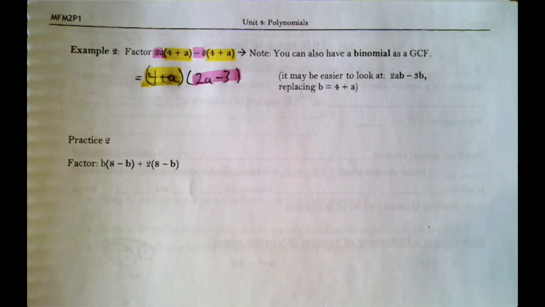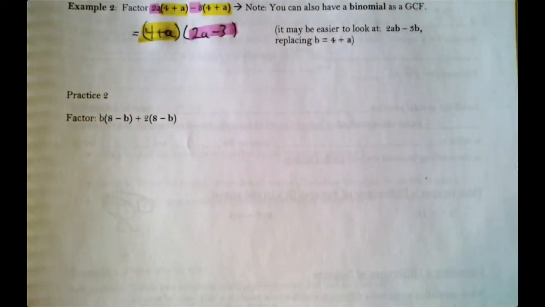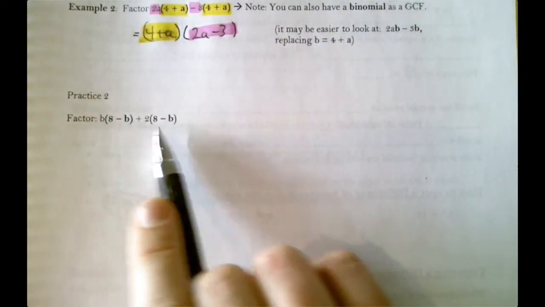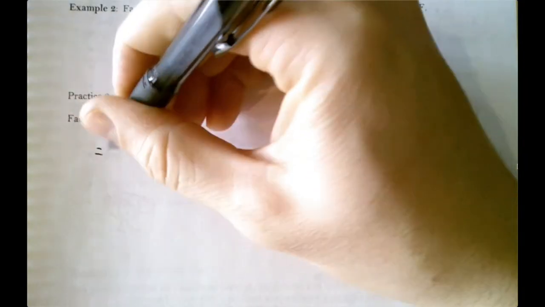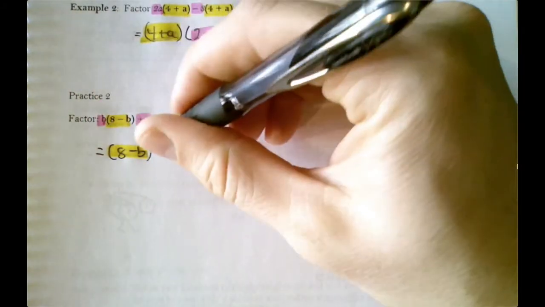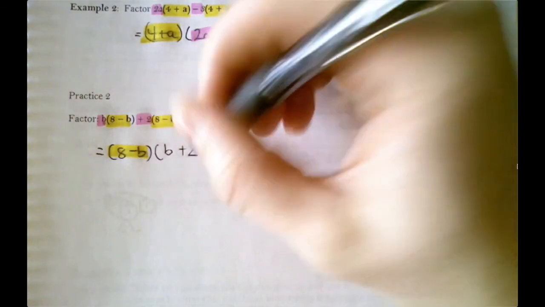Let's try one more. We've got a bracket, 8 minus b and 8 minus b. The bracket's what's common. So we start by writing that bracket down. And what goes in our second bracket is what's left. b plus 2.